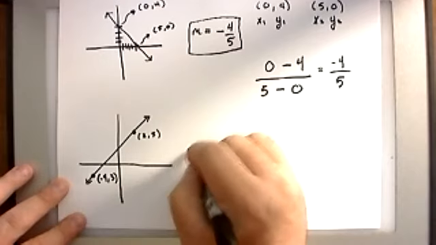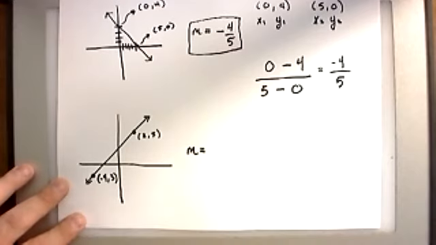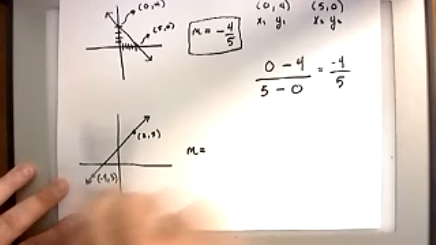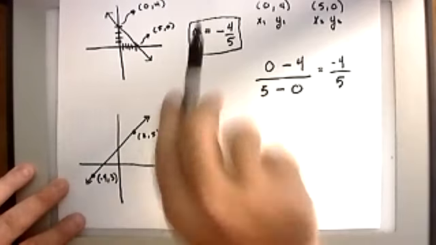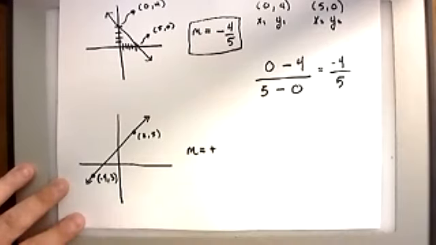Well, the same idea is going to hold. You should already be able to tell if it's going to be a positive or negative. It's rising, isn't it? From left to right, it's rising. So the slope will be positive. I can tell you that already.